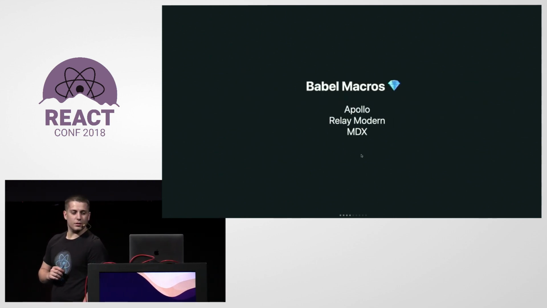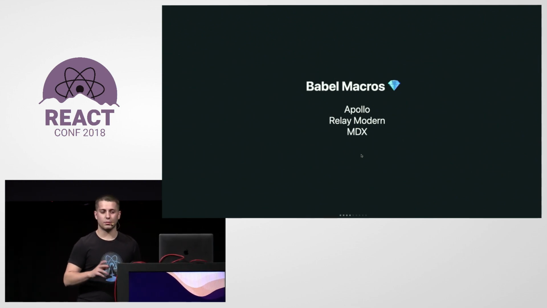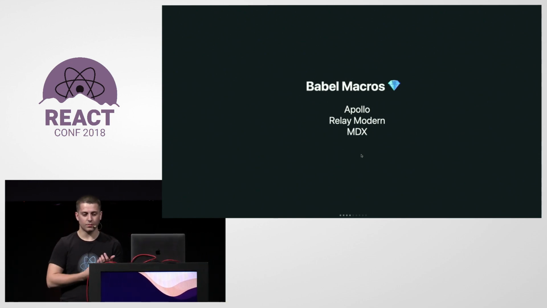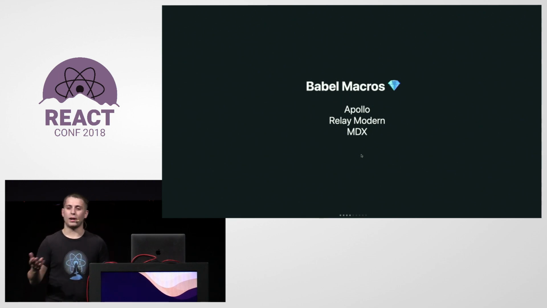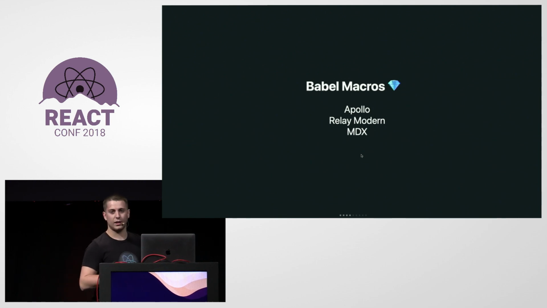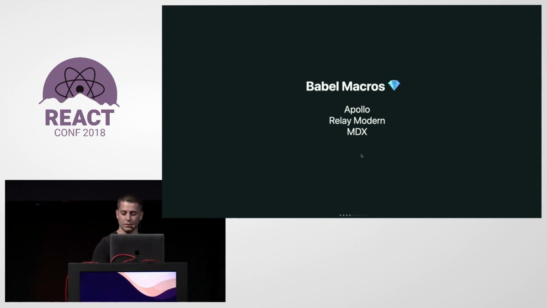We added Babel macros. This is really exciting. They're pretty powerful. Three common use cases: you can import GraphQL files, and they'll be transformed for Apollo to consume at runtime. You can now use Relay Modern, and it'll run the Relay compiler against your GraphQL files. And you can import MDX as a JSX component and render that in your application.